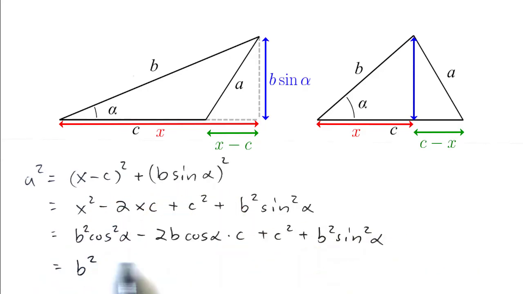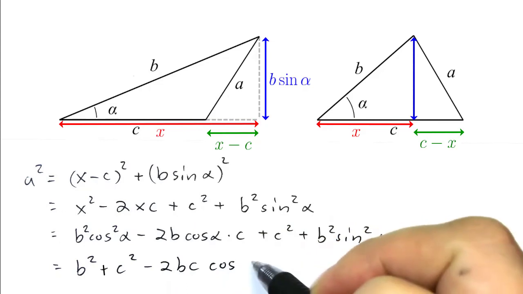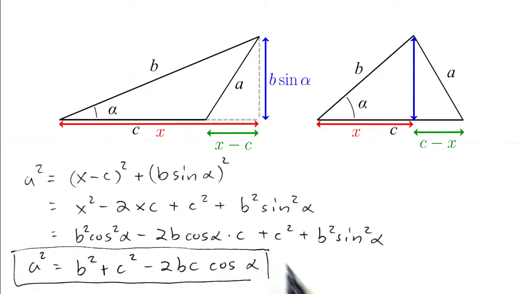So that takes care of this and this. We also have a plus c squared. And we have this term. I'm going to put the c over here. And this is the formula that we need. This is the formula from the law of cosines.